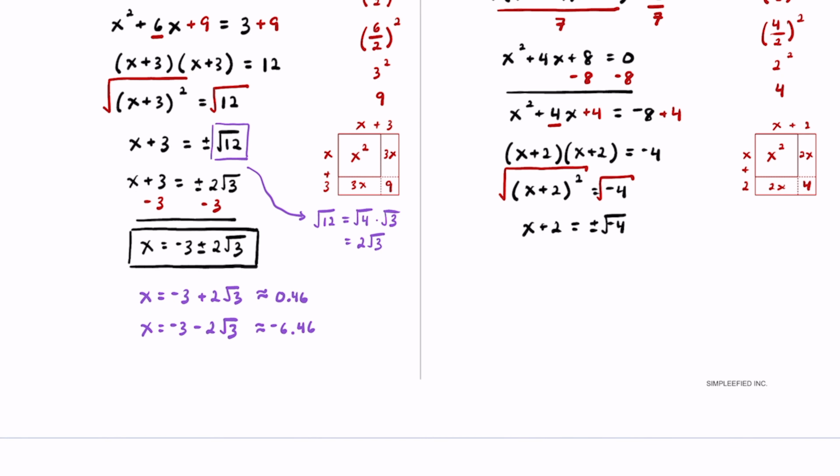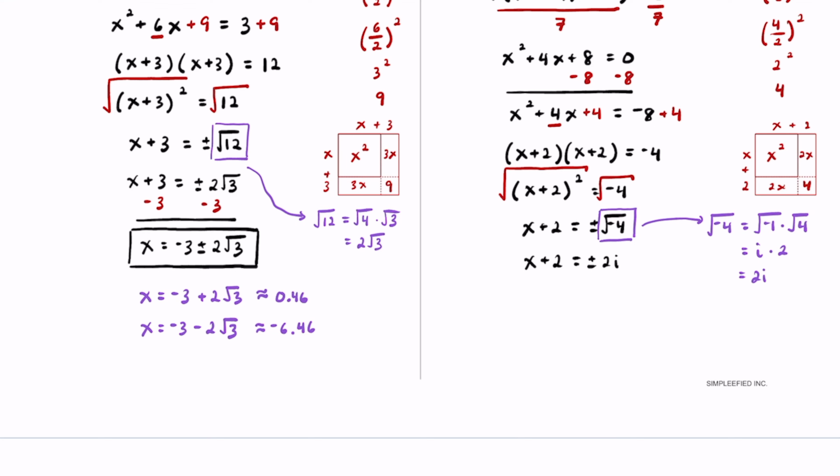All right, looking at this square root of negative 4 a little more closely, let's see if we can simplify this radical a bit. Keep in mind that the square root of negative 4 we can separate into the square root of negative 1 times the square root of 4. Now the square root of negative 1 is just i, and the square root of 4 is going to be 2. So i times 2 is equal to 2i. Let's go back to our equation and say x plus 2 on the left side is equal to plus or minus 2i on the right side.